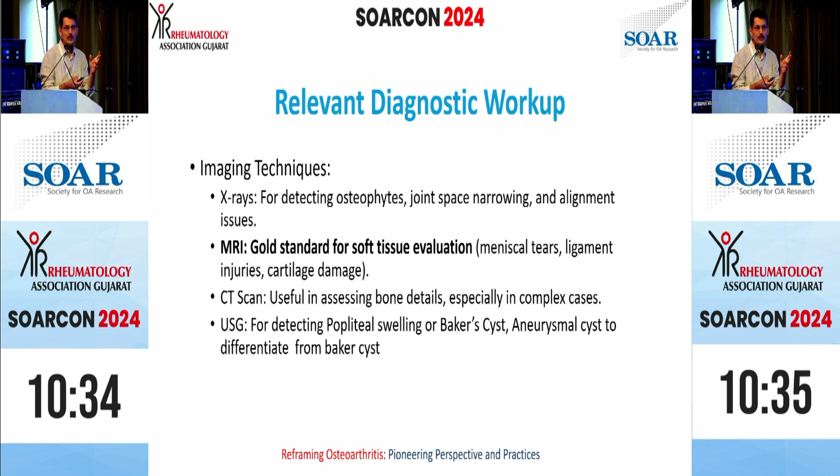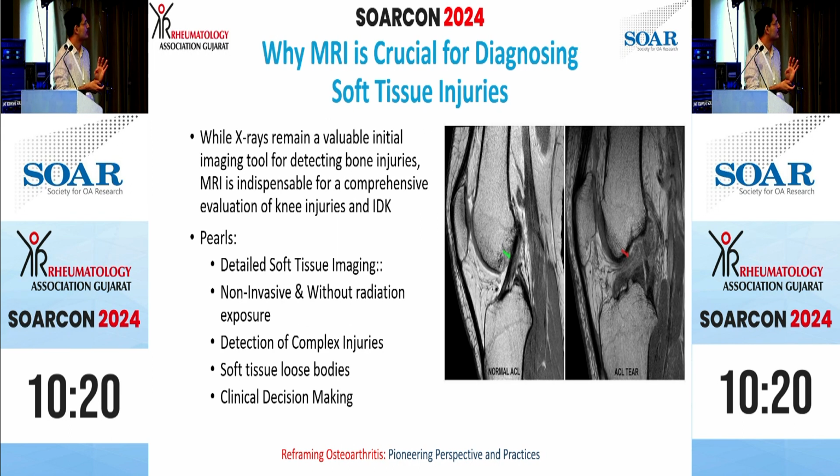So we all know that loose bodies can cause locking, but loose bodies occasionally can be seen in X-ray, and occasionally there are non-calcified loose bodies which may not be seen in the X-ray. So MRI will be a very good investigation for that. Occasionally we do CT and ultrasound, but the role is very limited.